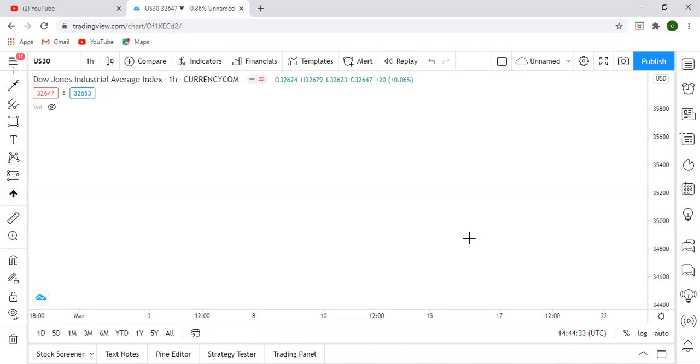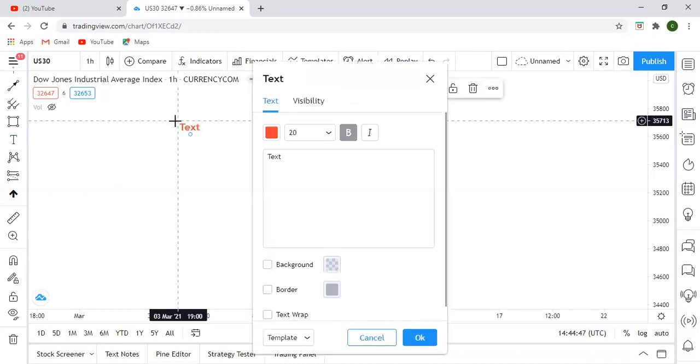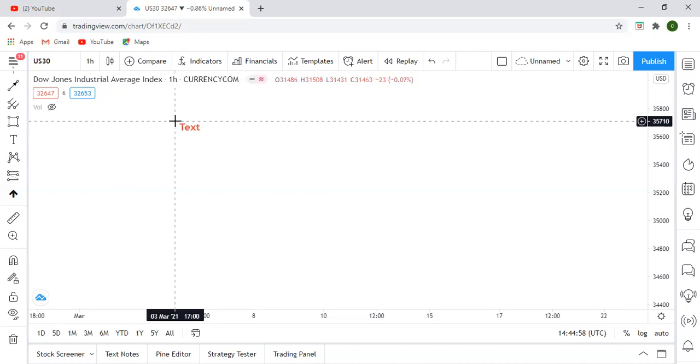We have four types of reversal patterns. First, your double bottom structure, which happens on a downtrend, and then a double top, which happens on an uptrend. So let's create it now. Let's call this a double bottom.